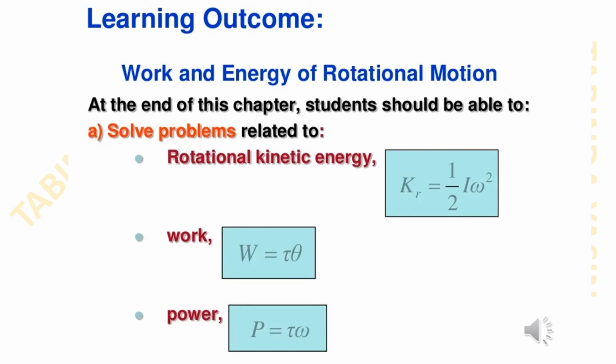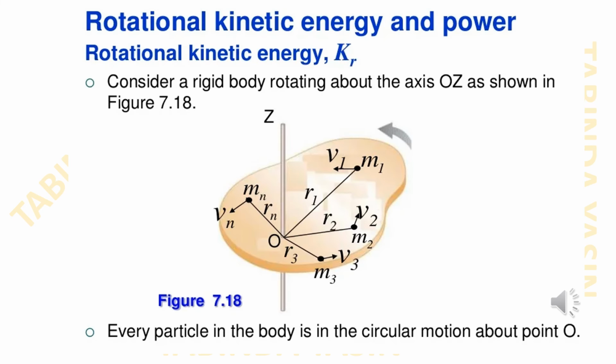In this part of the lecture, the students will be able to understand in this chapter the solving of problems related to the rotational kinetic energy Kr equals 1 over 2 I omega square, work equals tau theta for the rotational rigid body motion, and power P equals tau omega for the rotational rigid body. The rotational kinetic energy and the power.